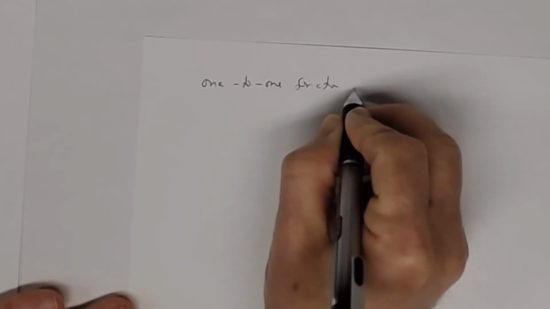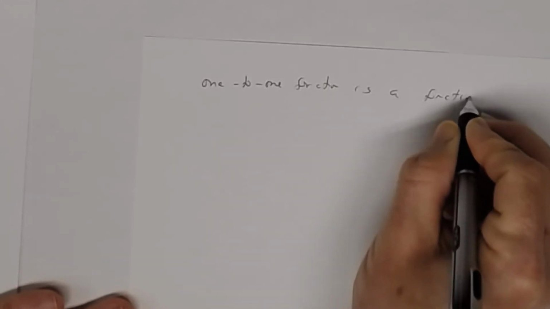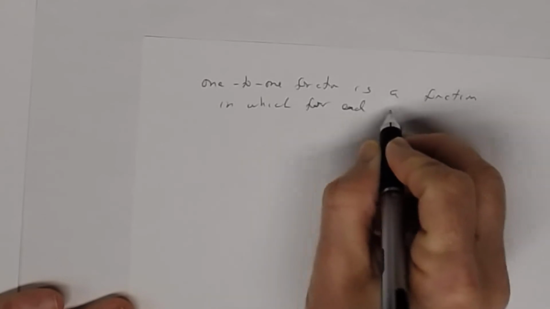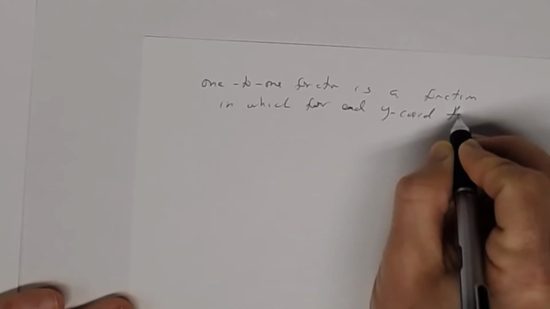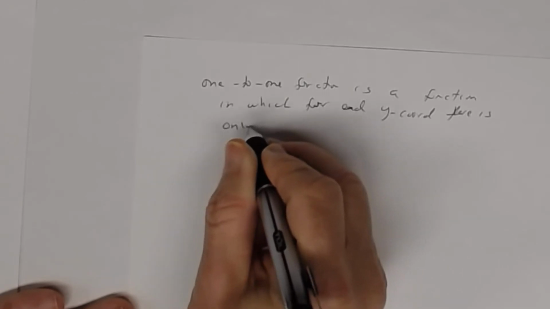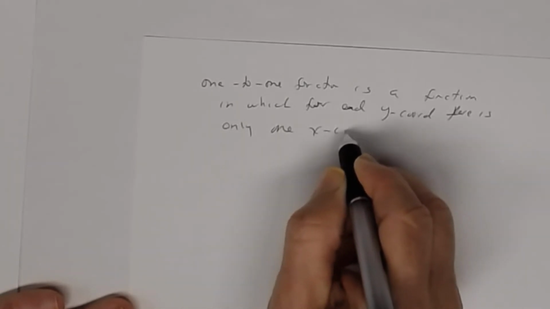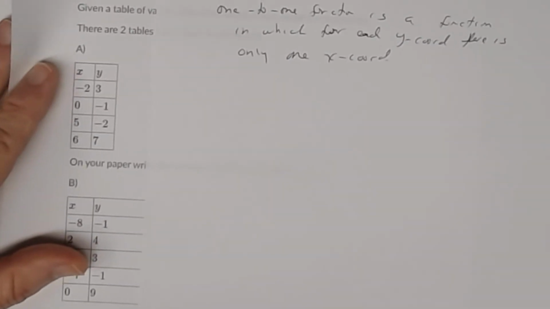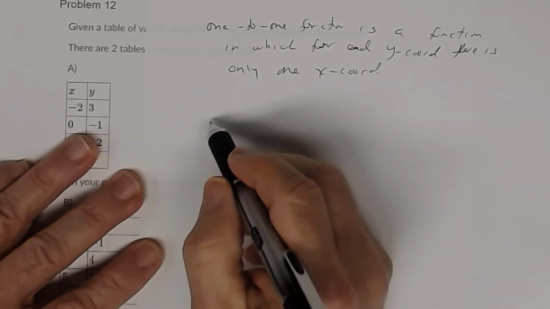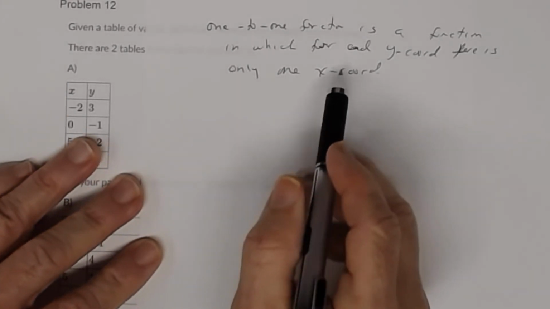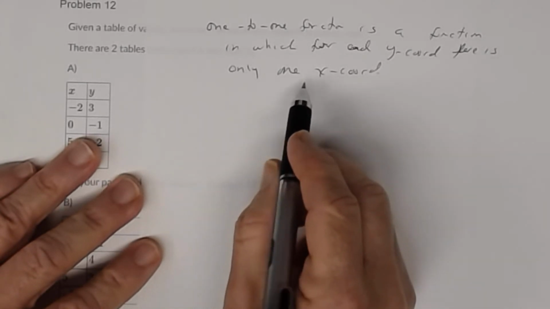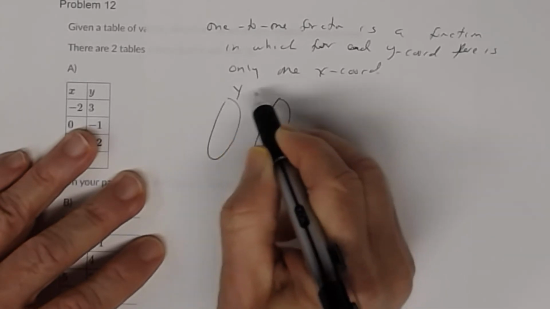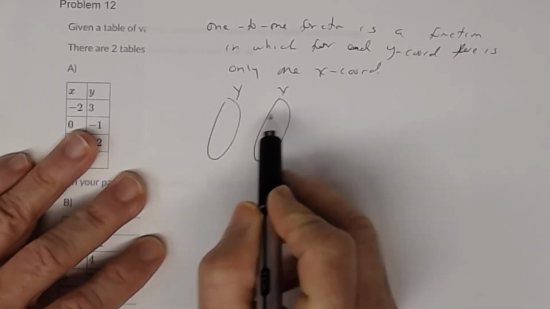function is a function in which for each y coordinate there is only one x coordinate. Okay? All right, so let's look at this one. So the way I would approach this one is this way. So remember, for each y coordinate, there should be only one x coordinate. So the way I would do this is I would do this like a mapping, except I would put y first and then x, because it says for each y there should be one x.